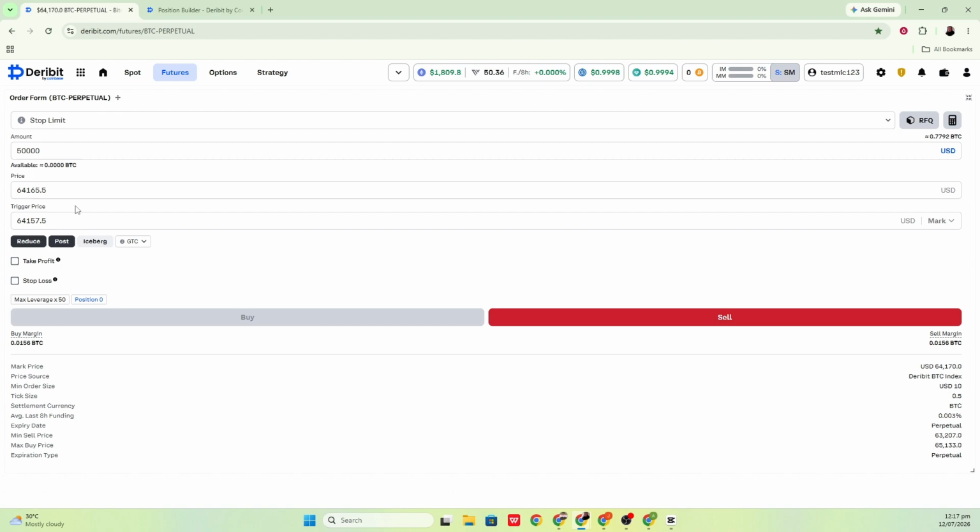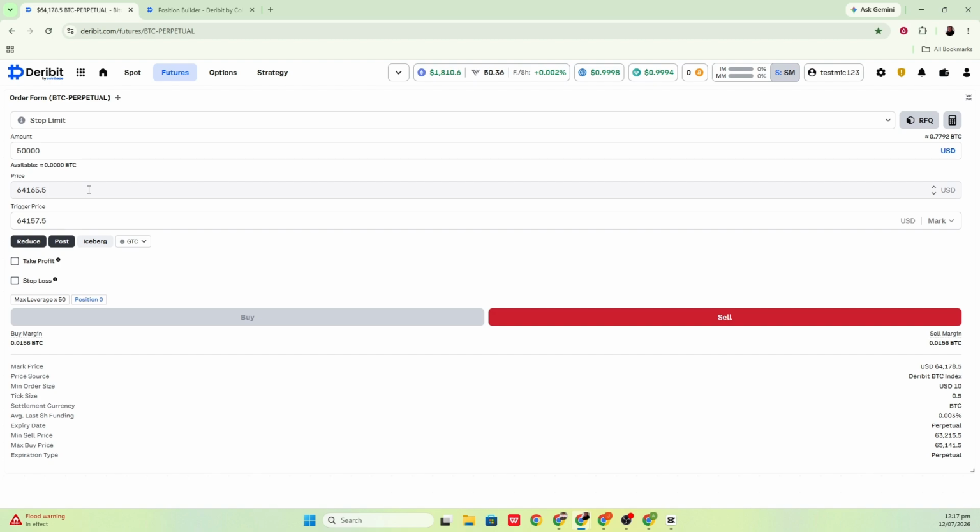For example, if Bitcoin is consolidating below $90,000, you could set the trigger price at $90,050 to confirm the breakout. Then set the limit price at $90,100. This means that once the index reaches $90,050, the system will place a buy limit order, but it will not execute the trade if the price immediately moves above $90,100.